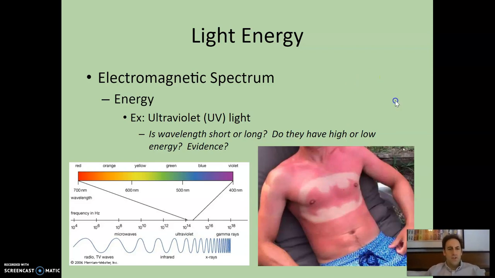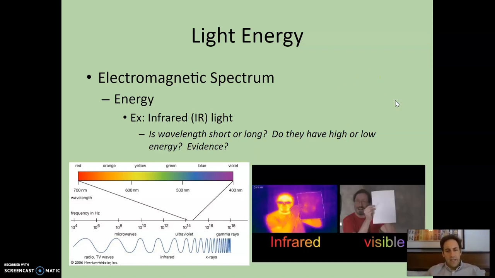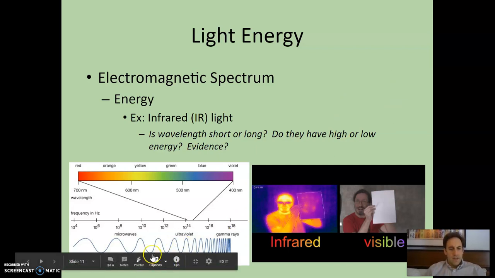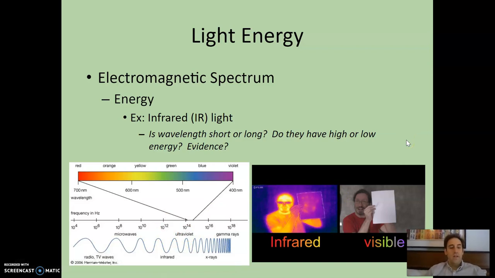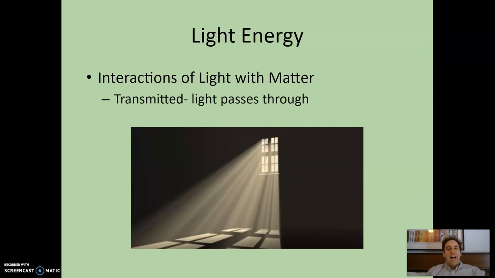So these things should make sense. Infrared light, by the way, is right about here. And that's basically heat, and heat again is harmless to us generally, and longer wavelength, lower energy. Okay. How is it that light interacts with matter?